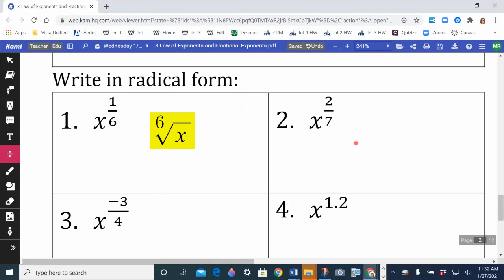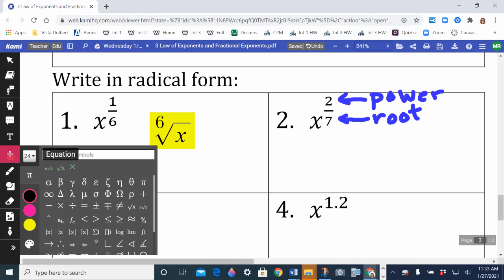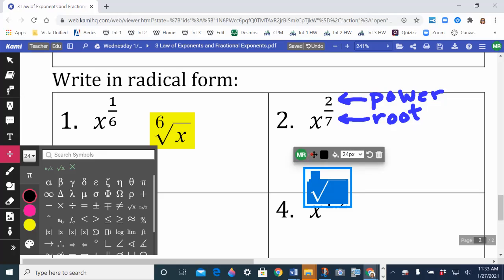Now, this one here, just a little reminder: the 2 is my power, and the 7 is my root. The top of your fraction is your power, the bottom of your fraction is your root. So again, if I get my equation box, I'm going to fill it as I start writing. I want the 7th root. So again, I'm going to get this here, and move it up a little higher.